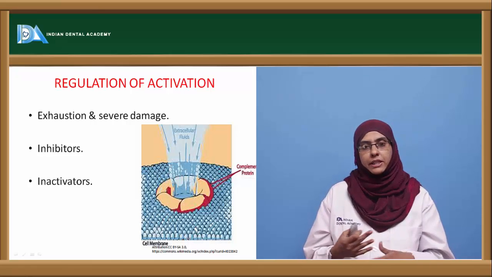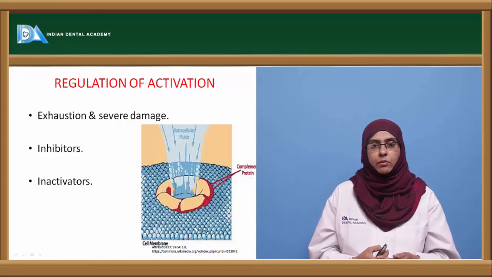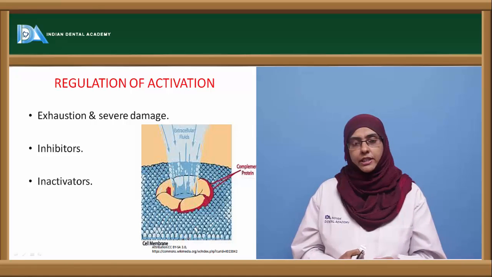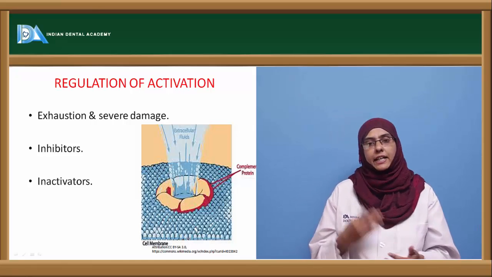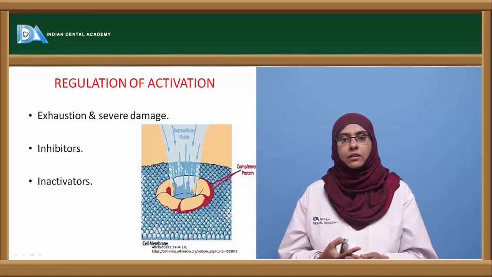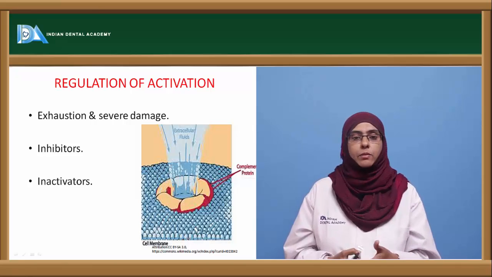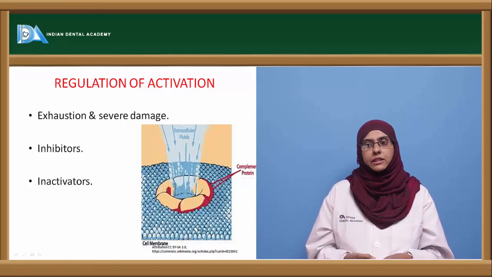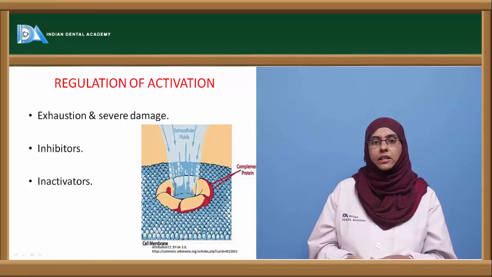So there is a possibility that more and more anaphylatoxins can be produced inside the body that can lead to severe damage in the human body. So there should be a regulation that controls the complement system from getting continuously activated. This is called the exhaustion of the complement system, and if this is not regulated properly, it can lead to severe damage. So there are several inhibitors and inactivators that usually regulate the complement system.